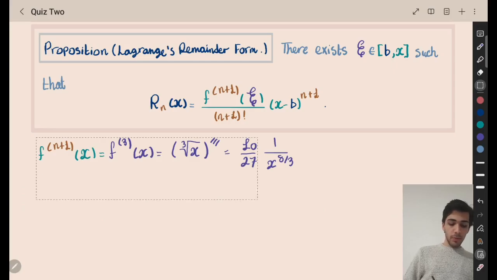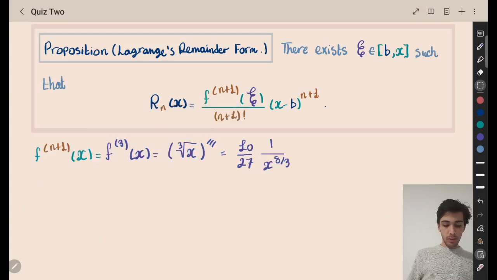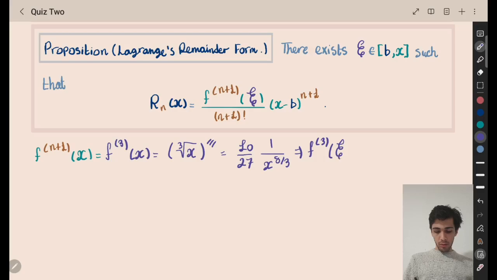Well, if that is f^(n+1) of x, then f^(n+1) of psi is going to be 10 over 27 of 1 over psi to the 8 over 3. Now, what do we know about psi?